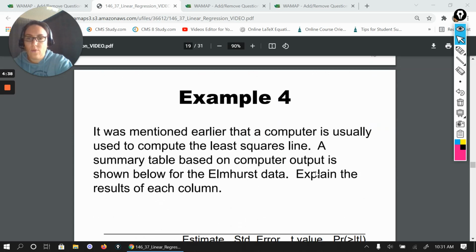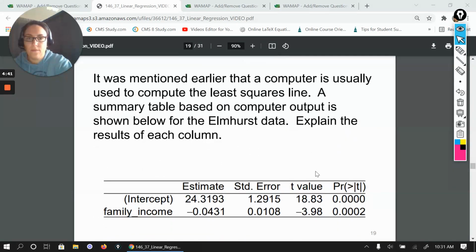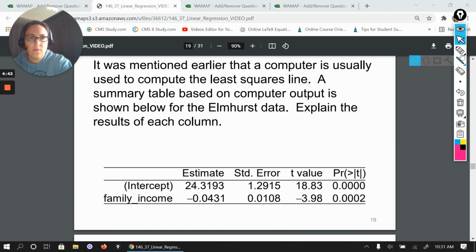Here's example 4. It was mentioned earlier that a computer is usually used to compute the least squares line. A summary table based on computer output is shown below for the Elmhurst data. Explain the results of each column.